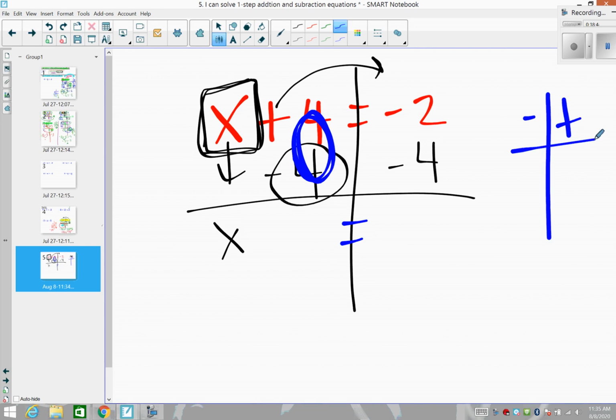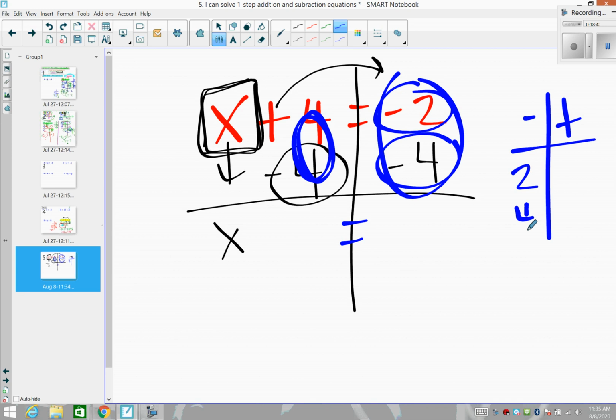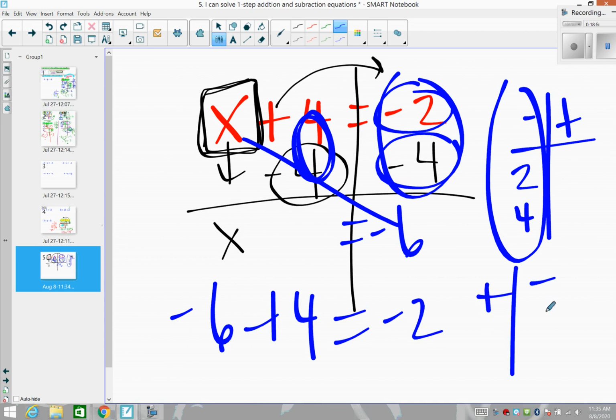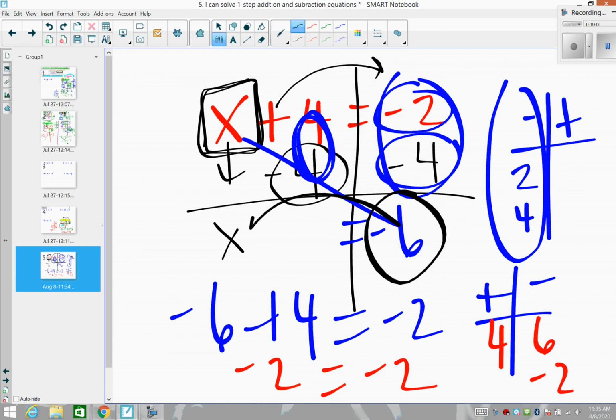And the final step would be to tug a war over here. 2 players, 4 players, all these are on the -6 side. And the last step would be to plug in -6 plus 4. Does that equal -2? If I tug a war that, 6 here, 4 there, -2. Does -2 equal -2? Yes. We know then that -6 is the solution for x. So this is the summary of what we just talked about in our work today.